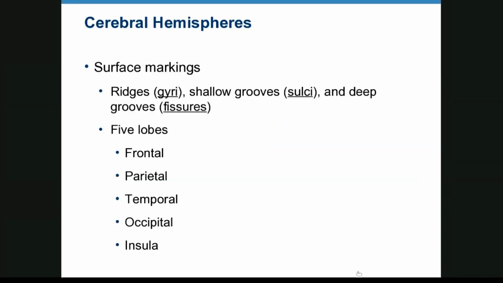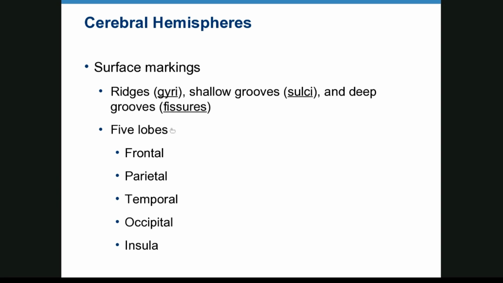Now we have surface markings of the brain. We call little small ridges gyri. One gyrus, two gyri. We call the shallow grooves sulci. One sulcus, two sulci. And then the very deep grooves are called fissures. So a small one is just a sulcus, whereas a fissure is a large groove.